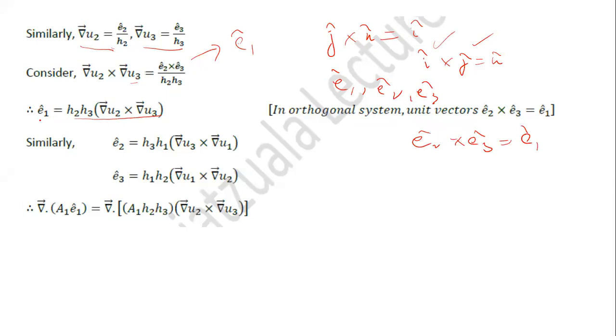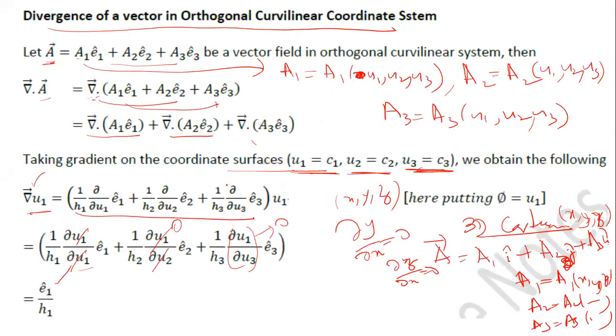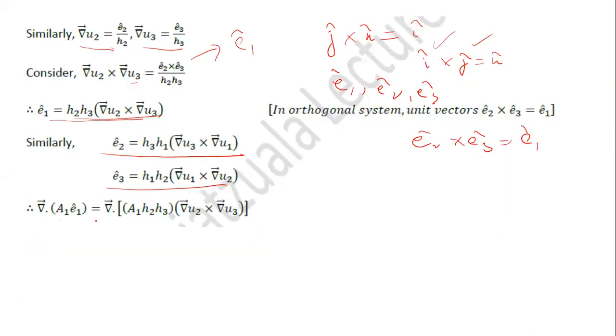Similarly, following the same calculation, you can obtain your e2 as the cross product between grad u3 and grad u1, and similarly this, right? Now if you consider the divergence of a1 e1, you just put e1 as this. So it will be the divergence of a1 into h2 h3, times the cross product between grad of u2 and grad of u3.